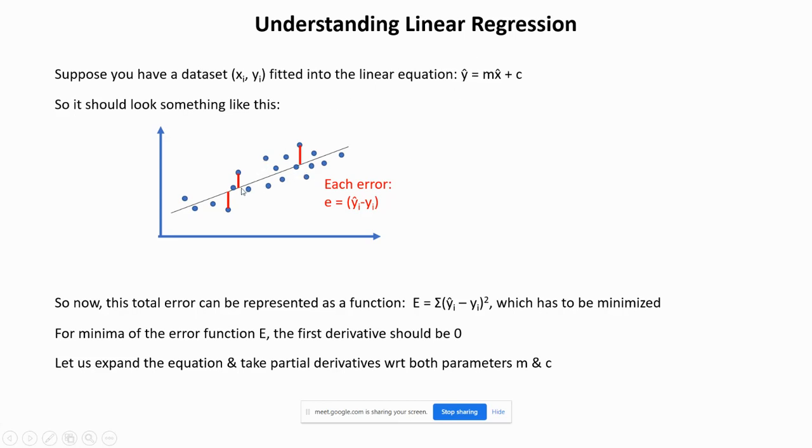Only those points which lie on this line will exactly satisfy this equation, and in that case this error will also be zero. For example, if you see this point lies on this line, right? So my yi and y hat i are same, so your error for this point will be zero. All those points which lie on this line, for them the error will be zero. Can you follow me so far? Yes, ma'am.